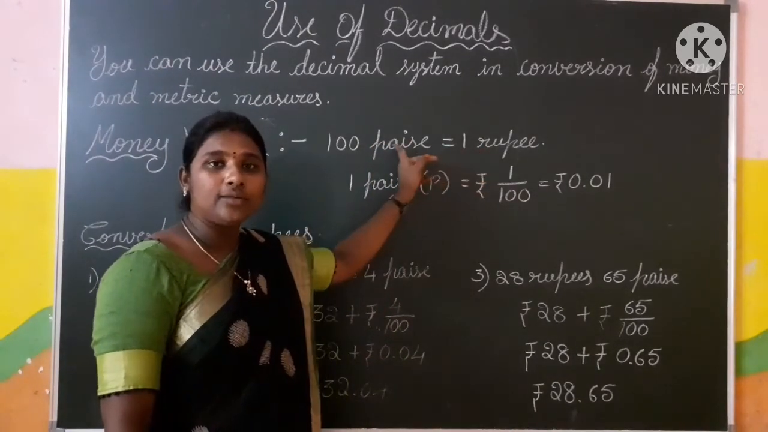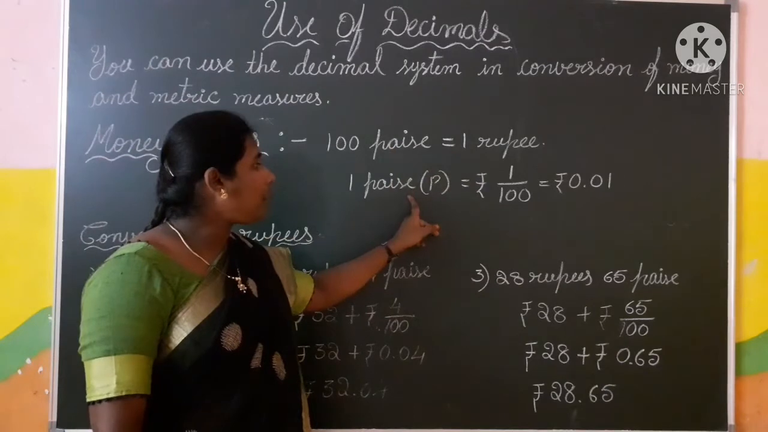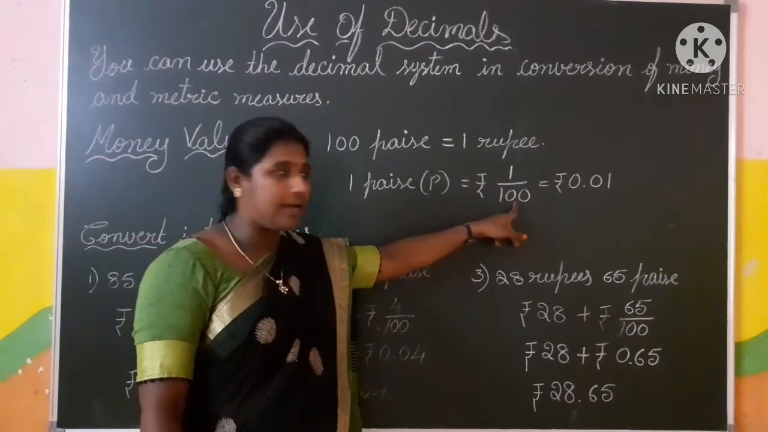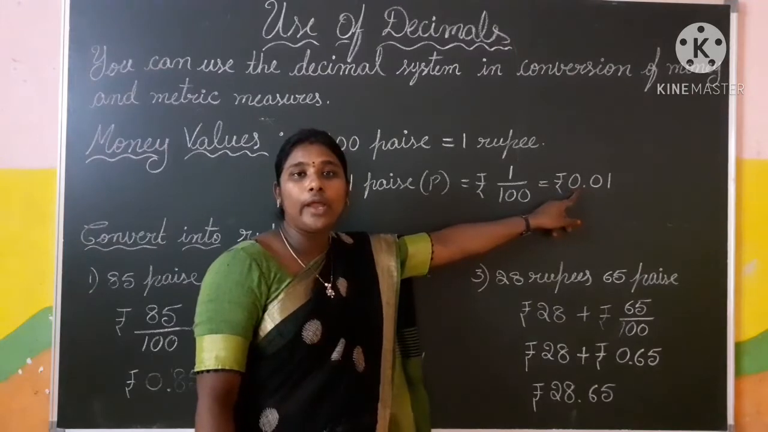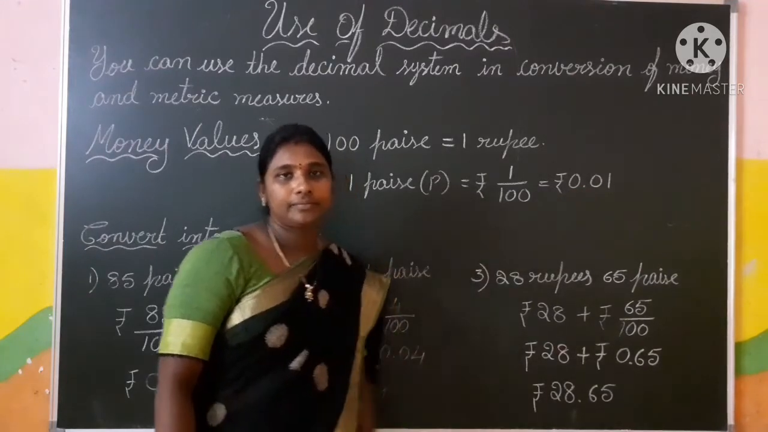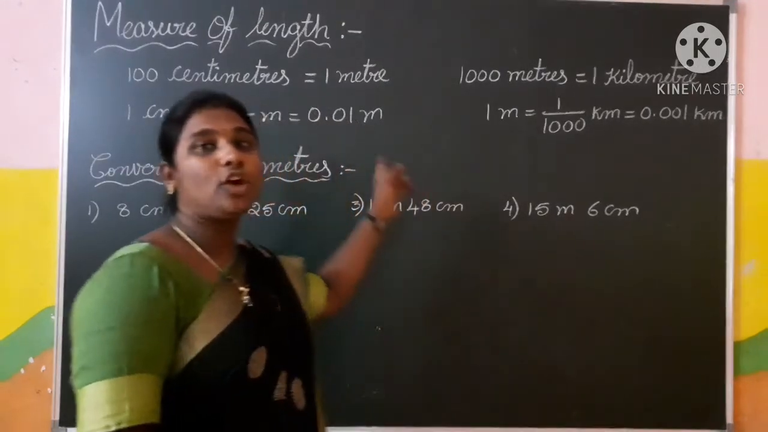So while converting money, 100 paise is equal to 1 rupee. 1 rupee is equal to 100 paise. 1 paisa is equal to rupees 1 by 100, which is equal to rupees 0.01.